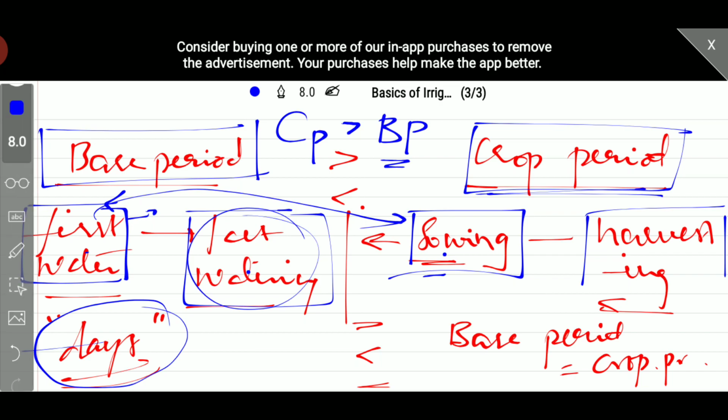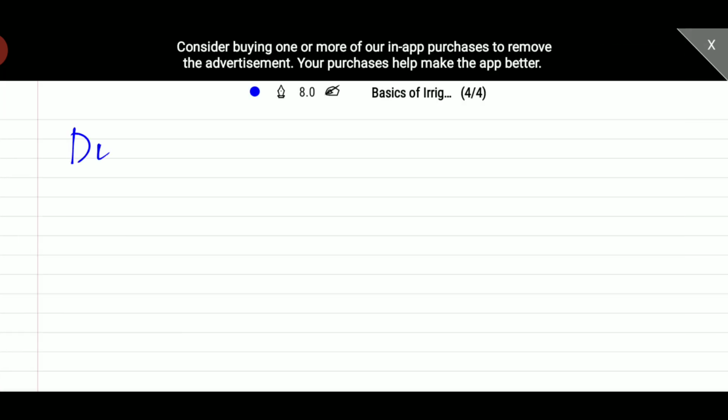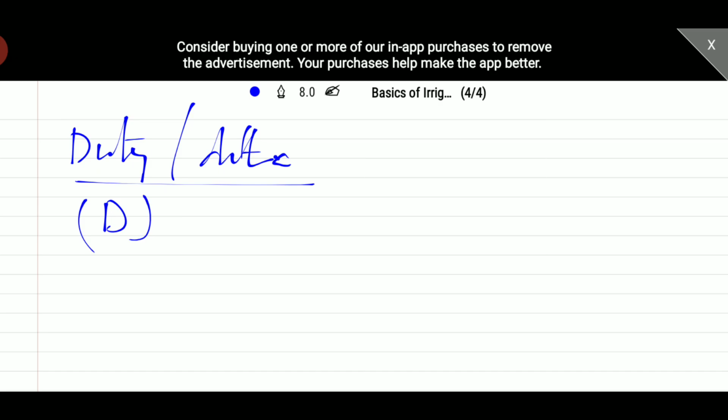In the next class we will discuss the duty and delta. Okay, so it is denoted by D and delta, a very important topic, don't miss the content.